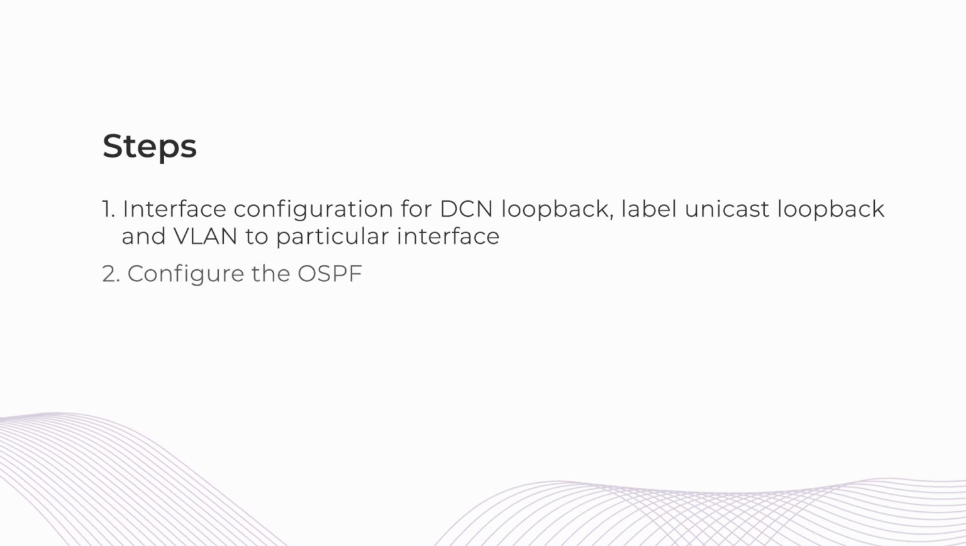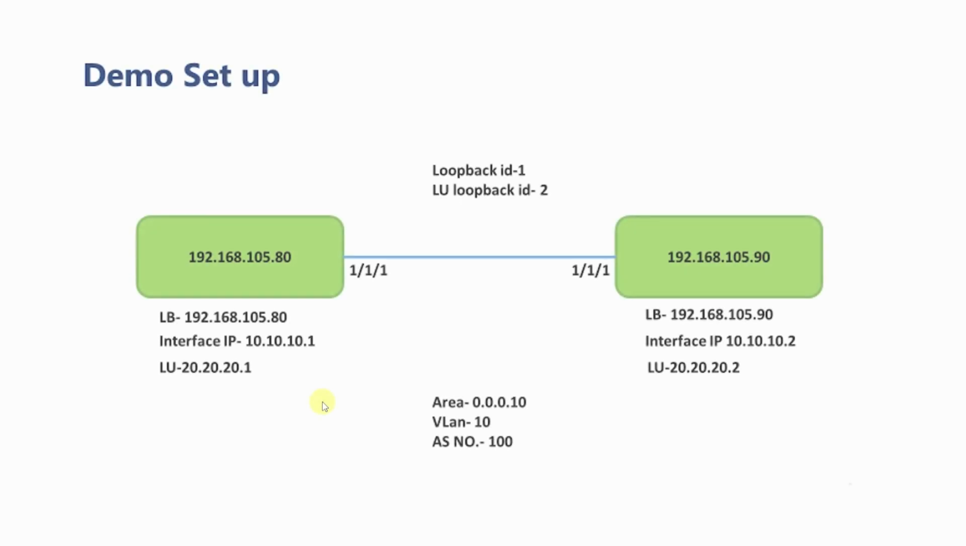The second step is to configure the OSPF. The third step would be the route map configuration. Fourth step is BGP configuration. Now let us see the demo setup with A3 and A4 nodes.